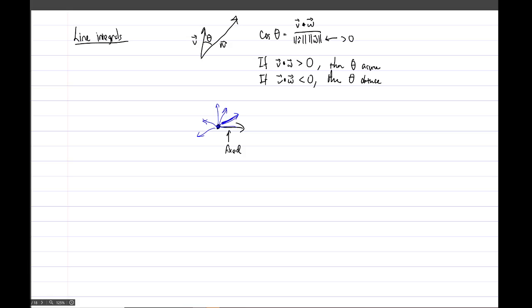Of course, either of these two vectors dotted with the fixed vector would give you a positive number, while these two vectors there, dotted with the fixed vector, would give you a negative number for the value of the dot product.